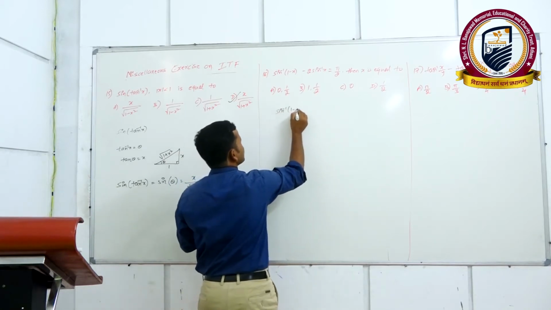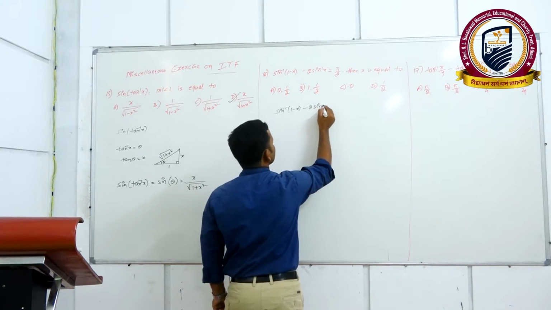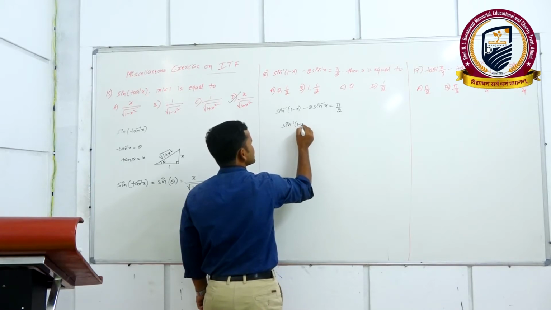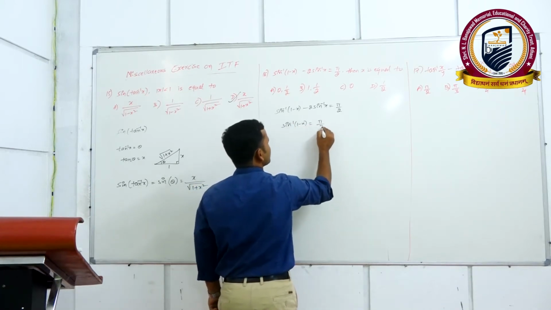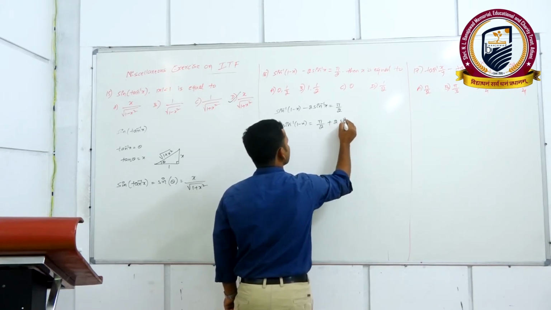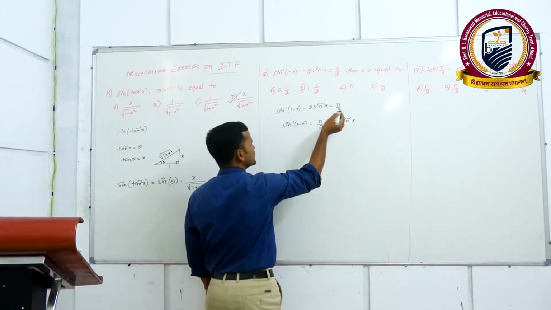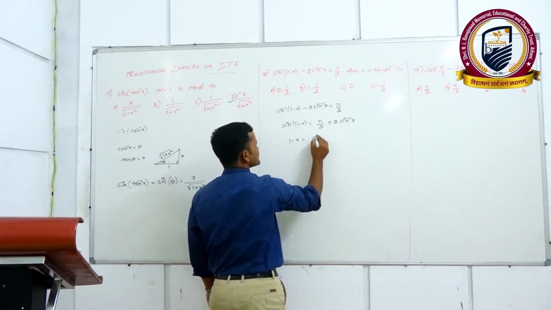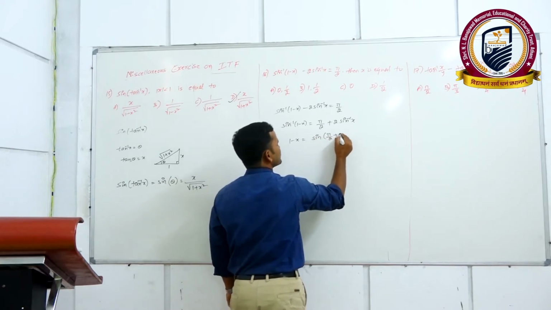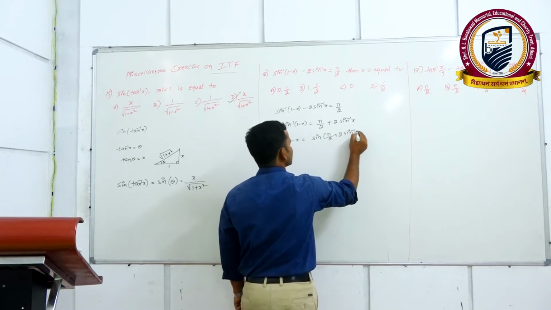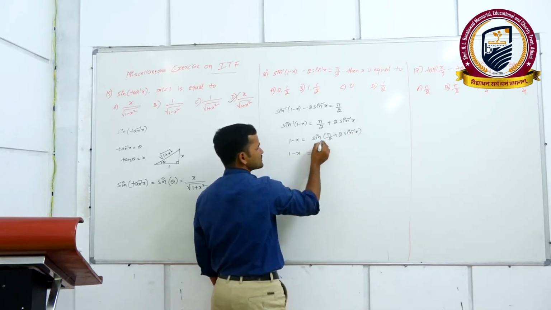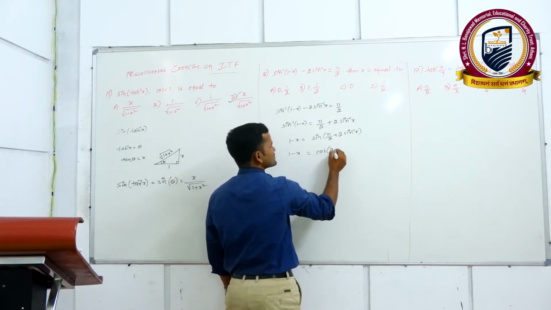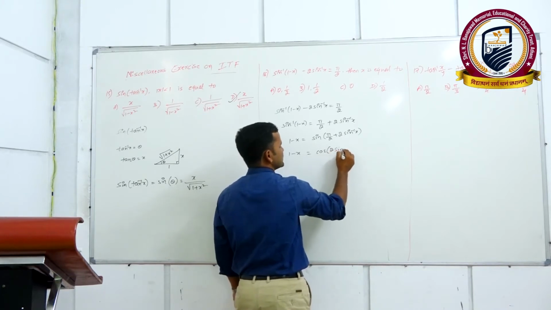Sine inverse of 1 minus x minus 2 times sine inverse of x is equal to pi by 2. This can be written as sine inverse of 1 minus x is equal to pi by 2 plus 2 times sine inverse of x, taking this to the right hand side. So 1 minus x is equal to sine of pi by 2 plus 2 times sine inverse of x, which is nothing but cos of 2 times sine inverse of x.